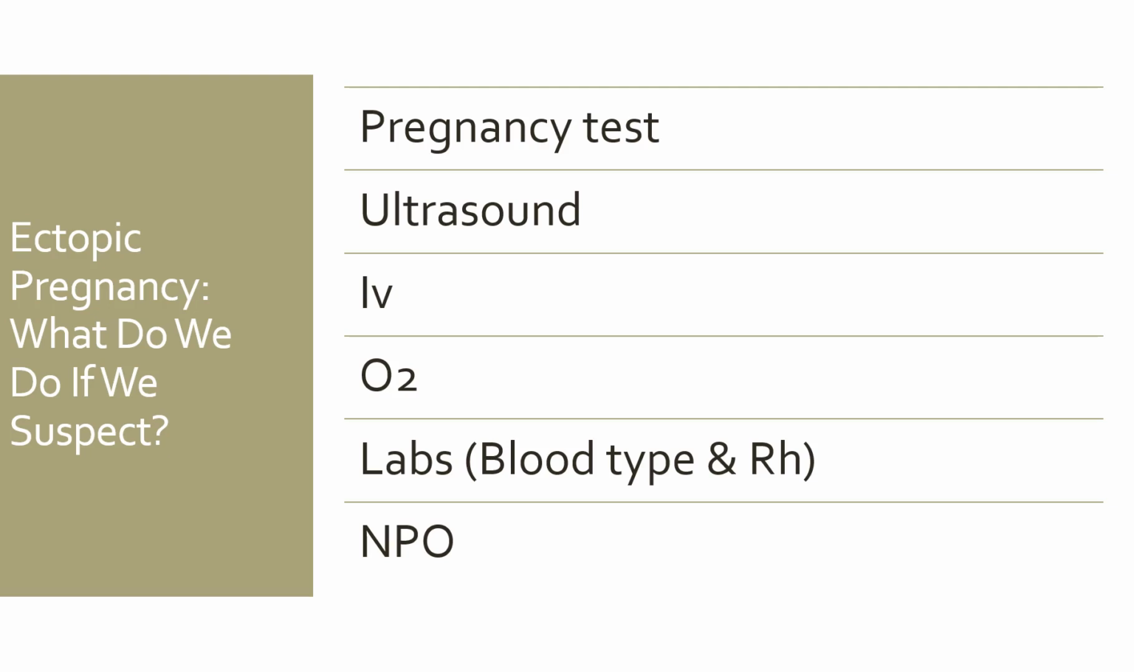A pregnancy test will need to establish that she is in fact pregnant. Ultrasound to see where the egg has implanted. Definitely going to need to have an IV site. We may even need to give her some IV fluids if she's having a lot of bleeding. Oxygen could potentially be necessary. Labs like a blood type and Rh. And keeping her NPO in case we need to perform a surgical procedure.